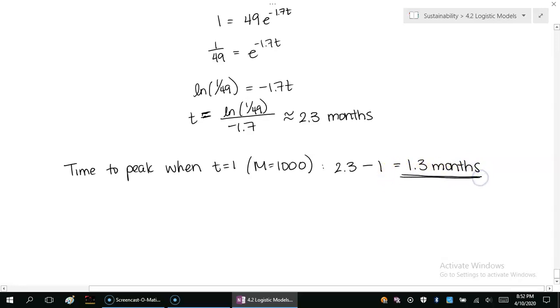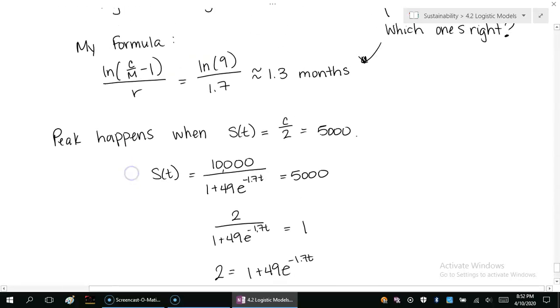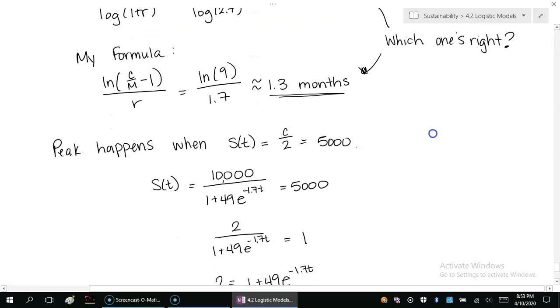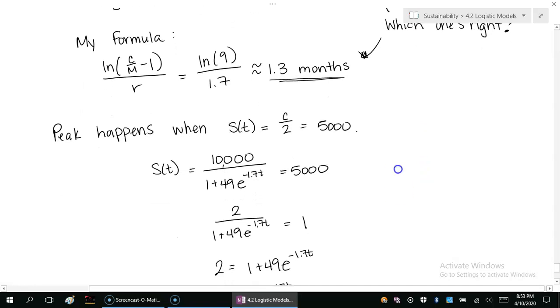Okay, so let's go back up to the formula and see if either of them predicted that the time to peak should be 1.3 months. Okay, and the one that predicted 1.3 months was the formula we derived, or I derived in the last video. And that ends up being the correct formula. So I honestly don't know where the book is getting this formula. Clearly some pieces are right. I don't know where that came from. Maybe it's just a typo.